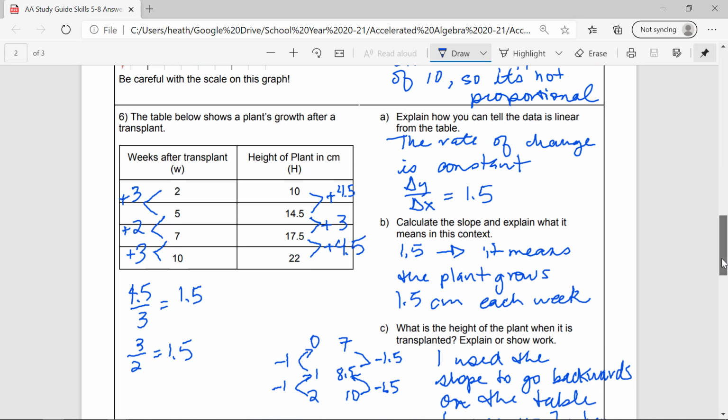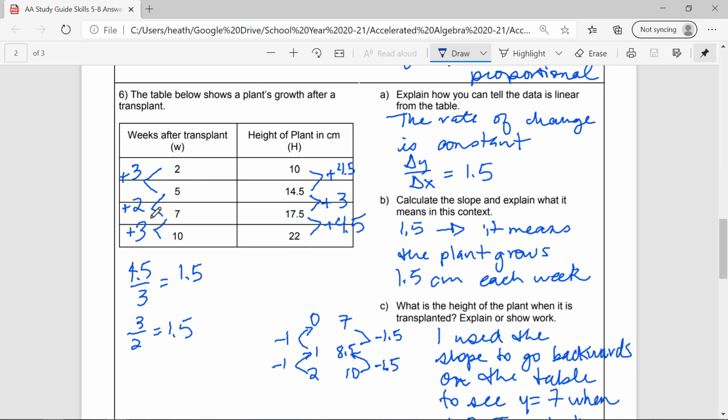Here on the problem with the plant, I went and calculated all of the change in y divided by change in x, or change in h divided by change in w, and it all reduces to 1.5. So that's the constant rate of change, and that's how I know it's linear. And then I've kind of done the work for part B, which is 1.5 is the slope, and of course that means that the height is increasing 1.5 each week.